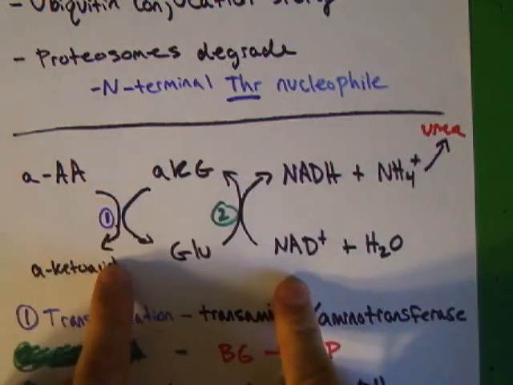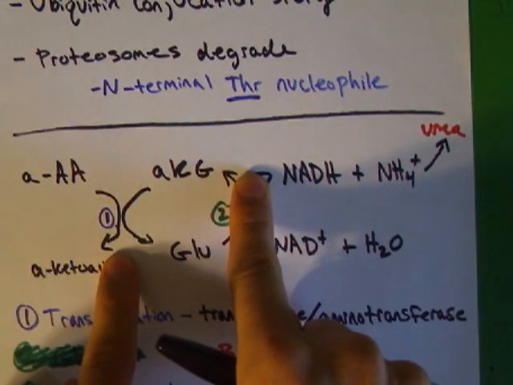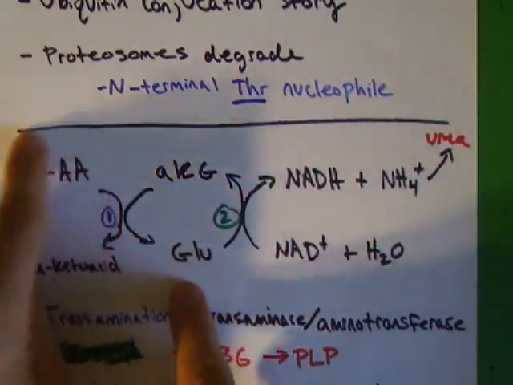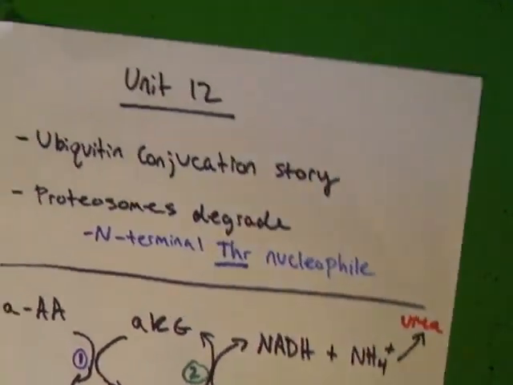If the arrows are coming down here and going up, it's going to be degradation. If the arrows are starting here and going the other way, you're synthesizing an amino acid. Same reactions happen both ways.